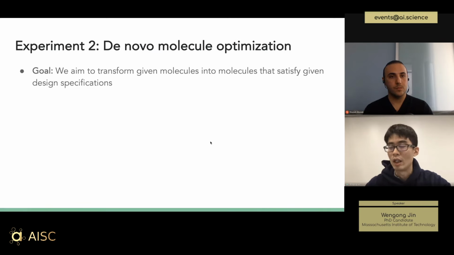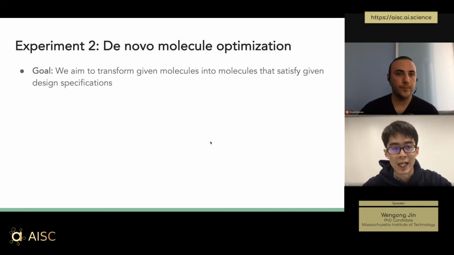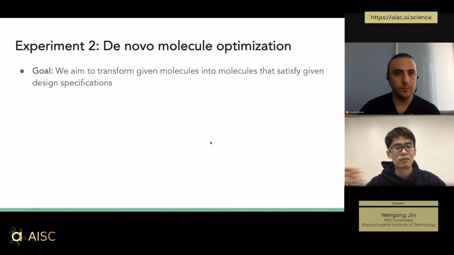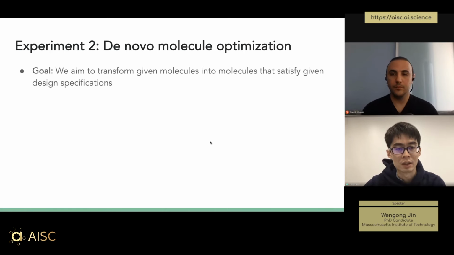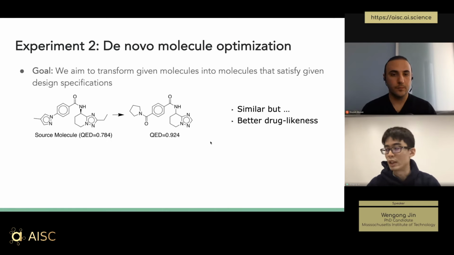We also have the de novo molecule optimization task. Here we aim to transform given molecules into molecules that satisfy given design specifications. This is related to lead optimization in drug discovery. In many real-world drug discovery tasks, we are often faced with molecules that possess some good properties, but not perfect. They lack some other properties.